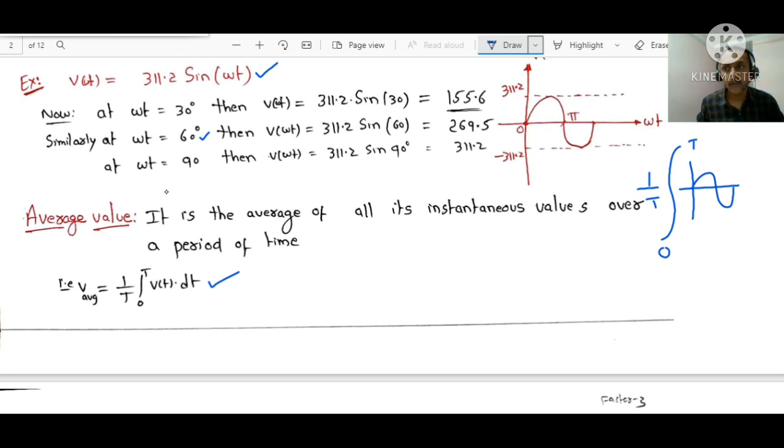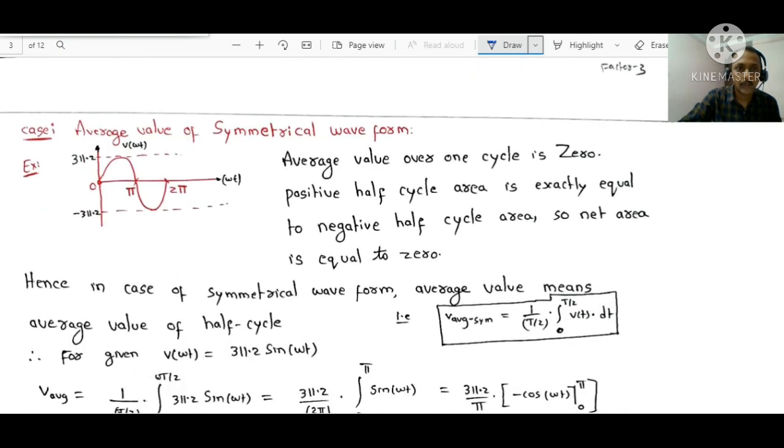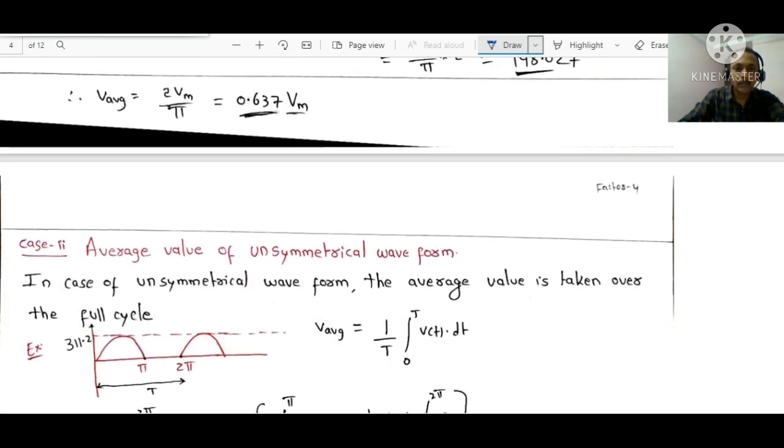Now in the place of V of t, we have to write the mathematical form. Most of the time for our problems it will be sinusoidal, so in the place of V of t, we will write Vm sine of omega t. That is important. Clear? Now we will come across two cases for the average value: one is for a symmetrical waveform and the other one is for an unsymmetrical waveform.